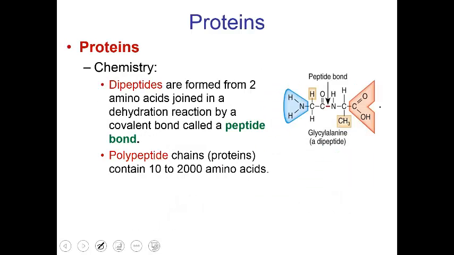When one amino acid combines with another amino acid, dehydration synthesis occurs, and that bond that forms between the two amino acids is referred to as a peptide bond. A dipeptide is a chain of two amino acids. A polypeptide contains several amino acids.